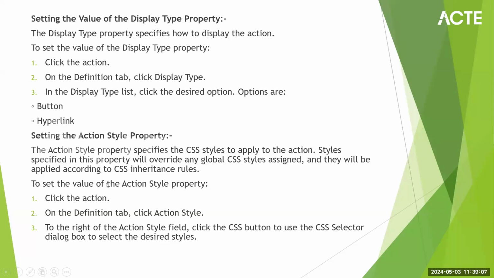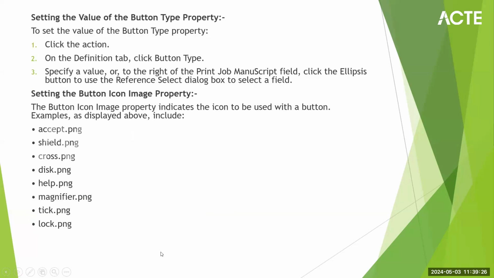Setting the action style property. Action style, in the sense, is CSS style. How you apply it: click on the action definition tab, click on the action style. To the right of the action style field, click on the CSS button or selector and select the desired style you want.